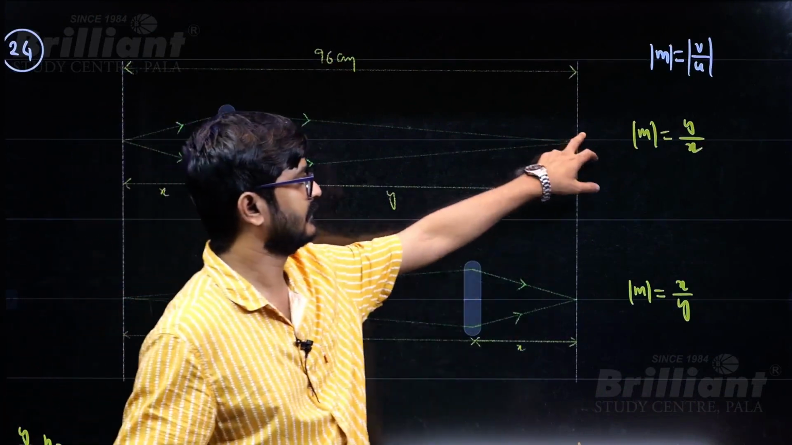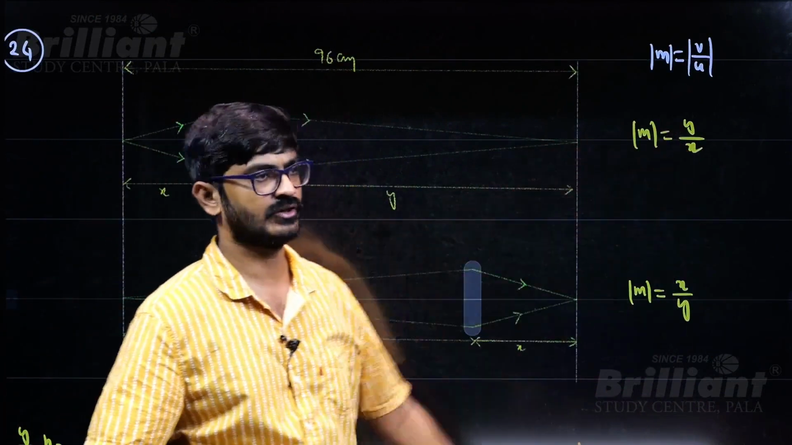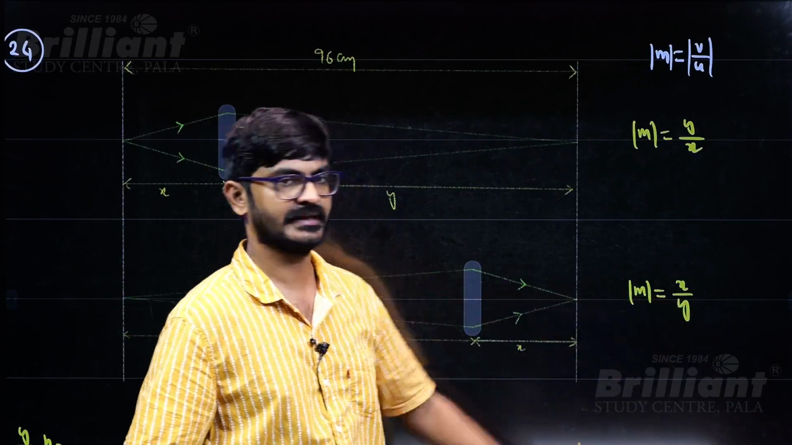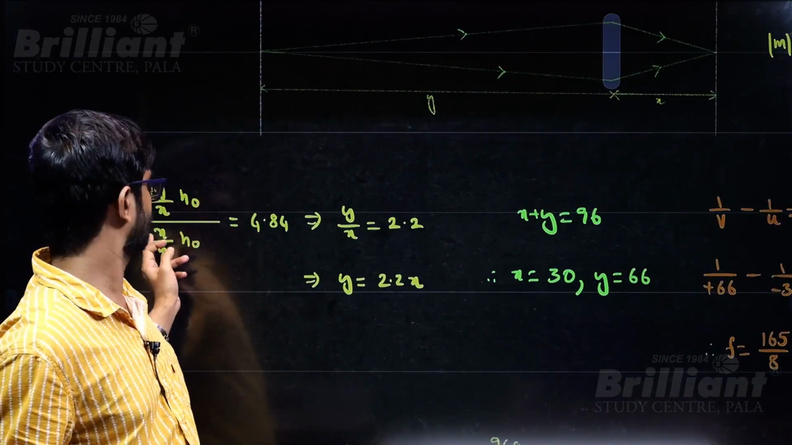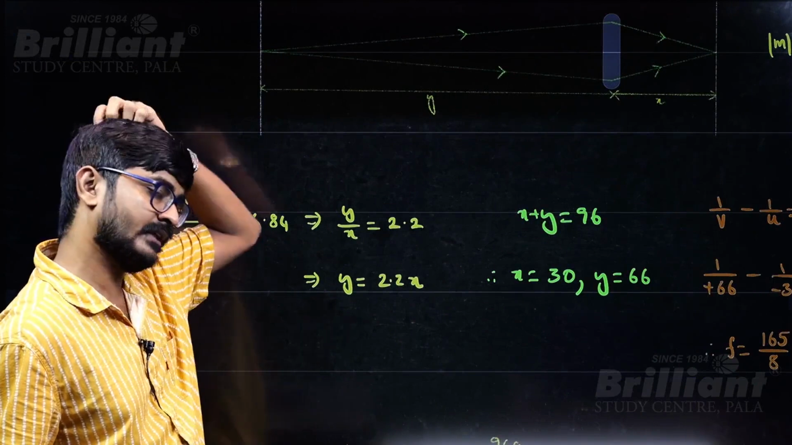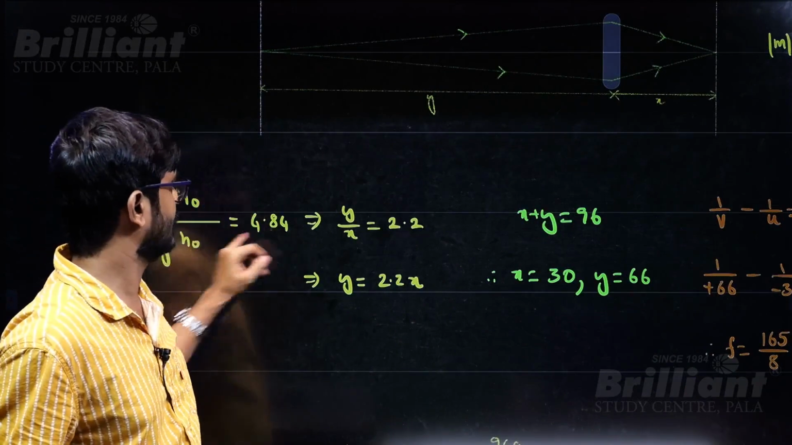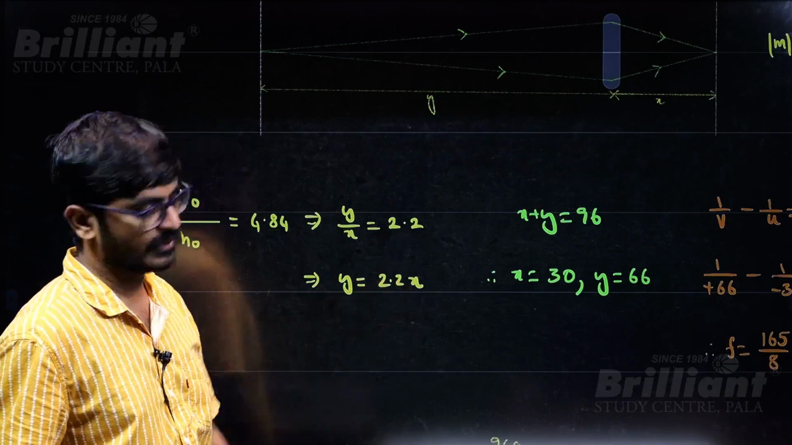So height of this image is going to be y by x times the height of the object. Height of this image is going to be x by y times the height of the object. Y by x into height of the object by x by y into height of the object is given as 4.84. From there you will get y by x is 2.2, y equals 2.2x.